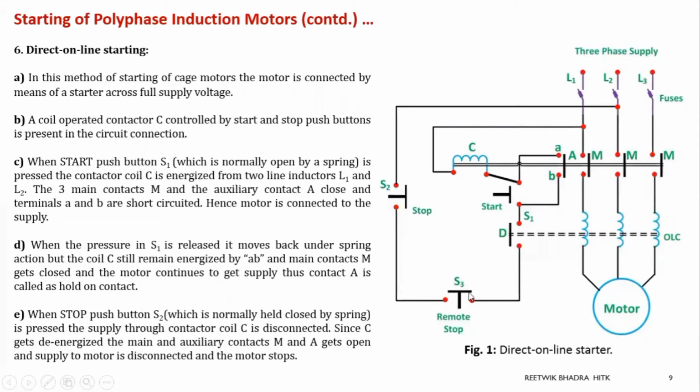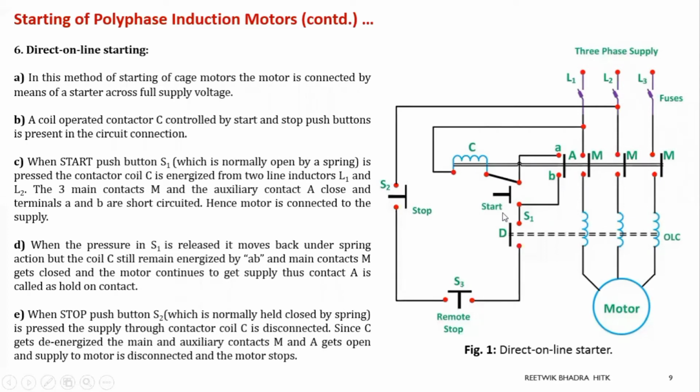This remote stop is for when you are in a remote location: you can use it to disconnect from the supply. I'm thinking it is present, and since it is a stop button, S3 is always closed. So S2 and S3 are always in the normally closed state, and the start button is normally open.